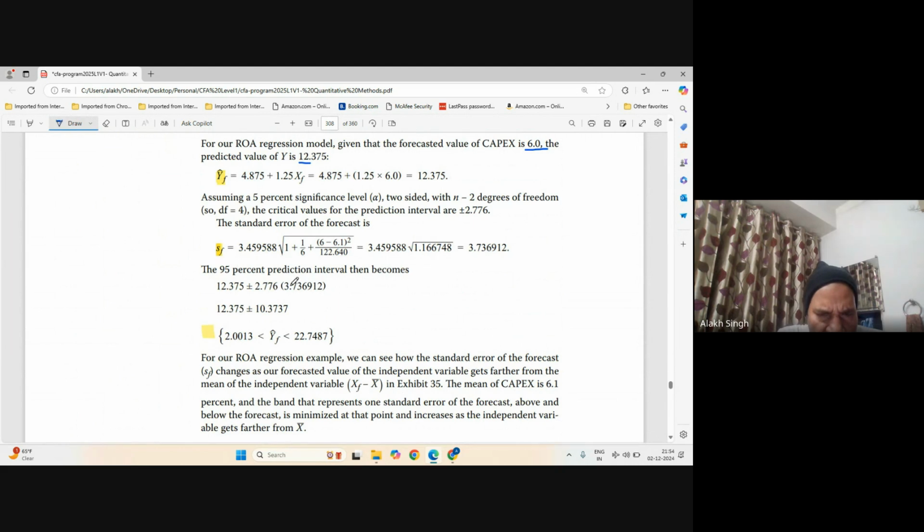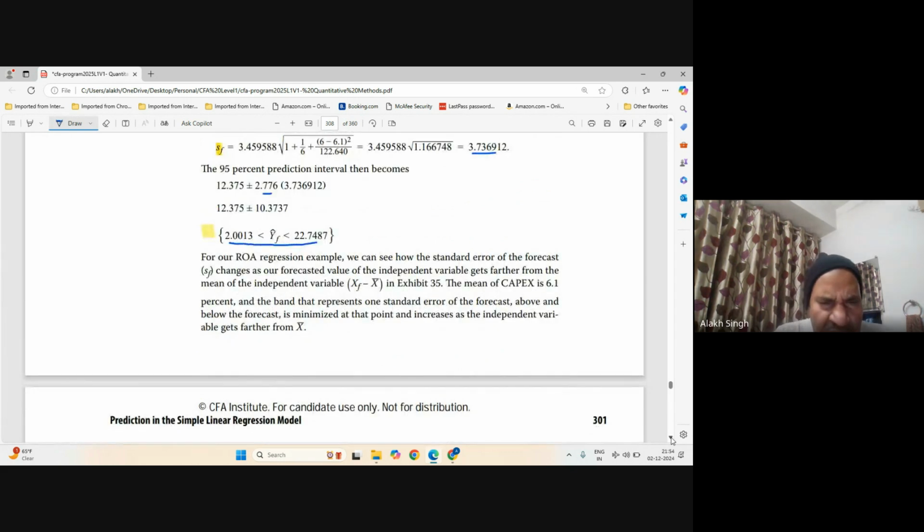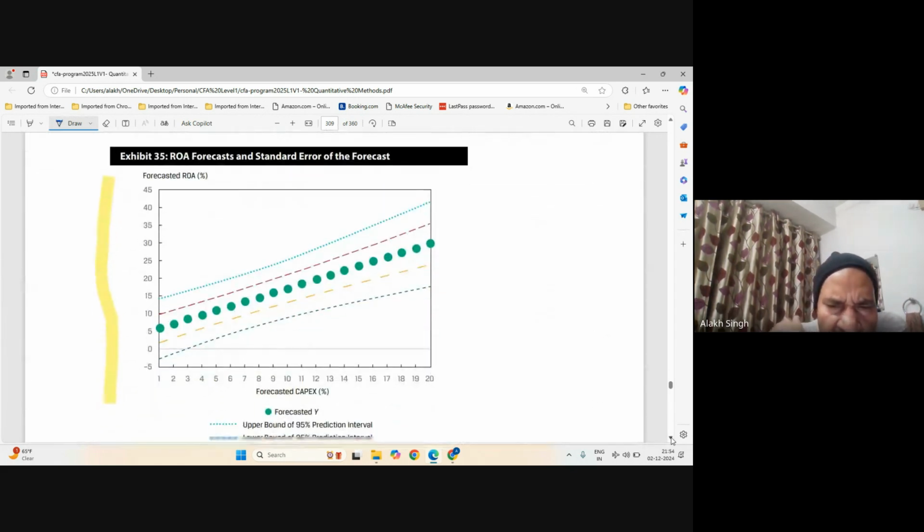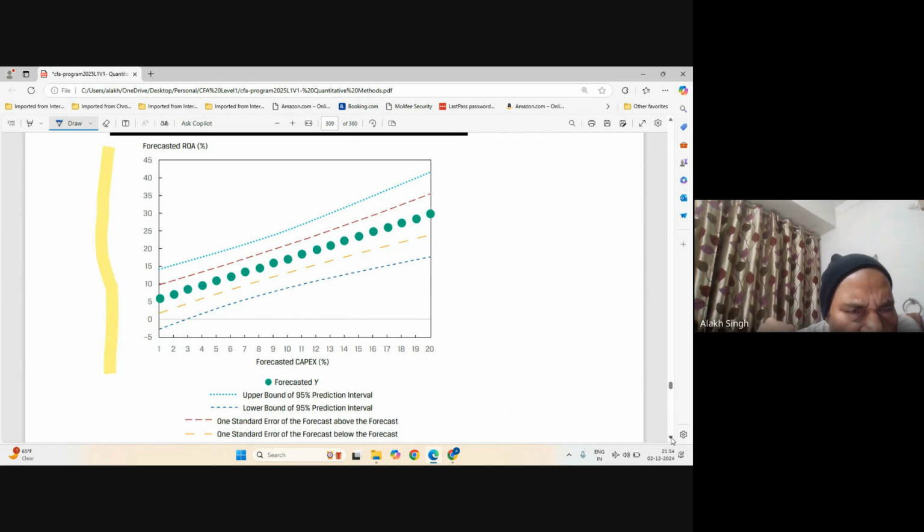Here we did plus minus 2.776, which is our T value. This T value is multiplied by the standard error we calculated, and that gives us the point prediction plus minus. So this is our interval prediction. Did you learn anything? Probably not. You knew this very well. Interval prediction.